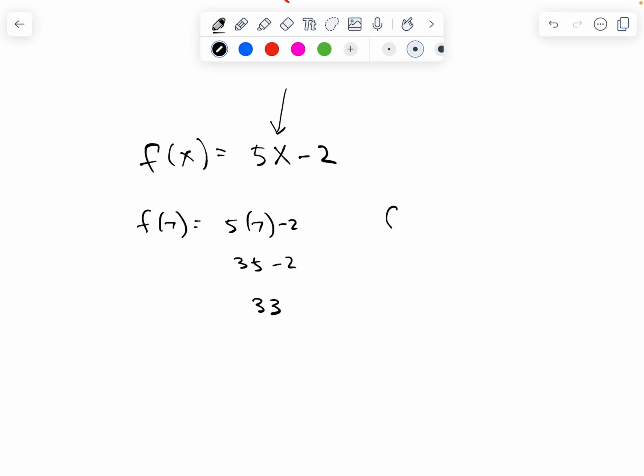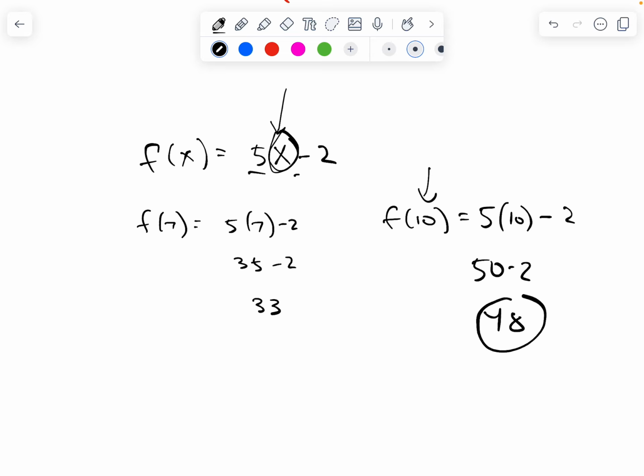Let's try another one. Let's try f of 10. So where I see this x, I'm going to replace that with 10. Everything else stays the same. The 5 stays the same, the minus stays the same, the 2 stays the same. I'm just replacing x with that x value. So I get 50 minus 2, which is 48.